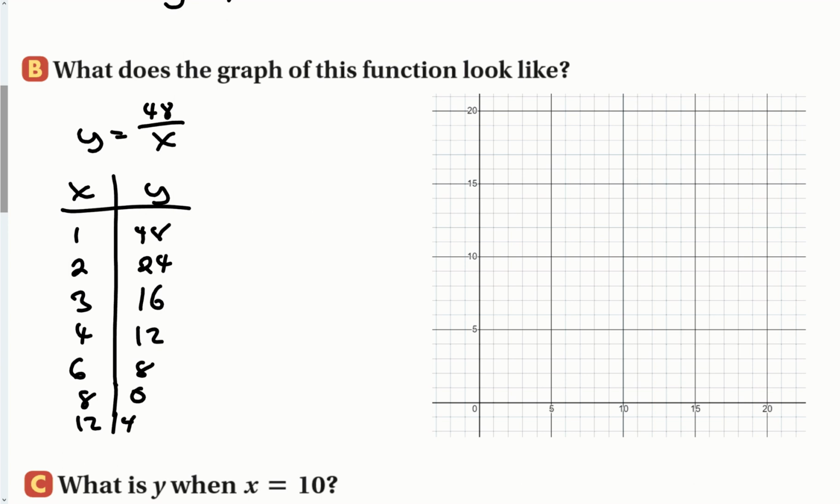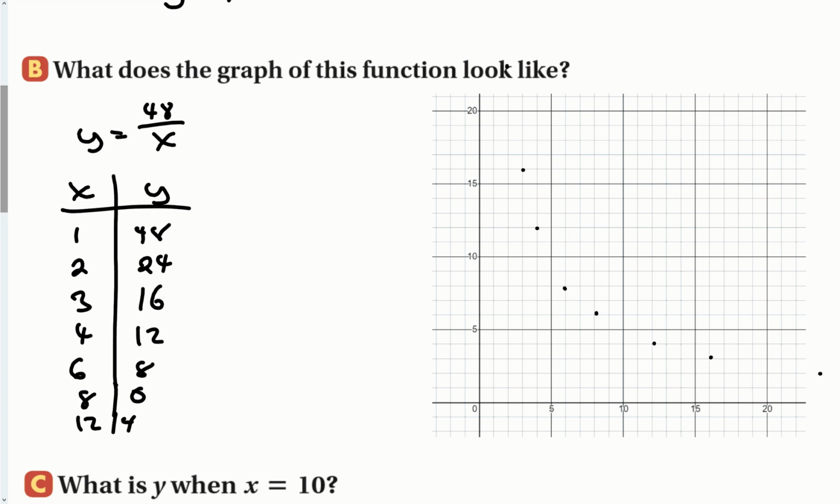Okay, let's plot this. So 2 and 24 is kind of off the graph a little bit. 3 and 16 is right there. 1, 2, 3. 4 and 12 right there. 6 and 8. 6, 7, 8. 8 and 6. 12 and 4. Look what's happening here. If I plug in 16, I'm getting 3. And if I plug in 24, again a little bit off the graph, I'm going to get 2. So this is not a line, okay? This is clearly not a straight line.